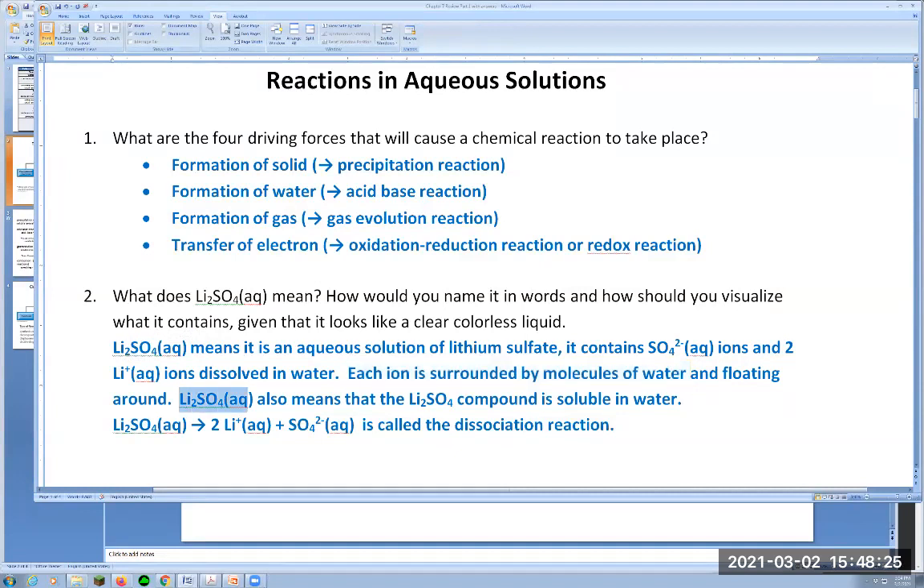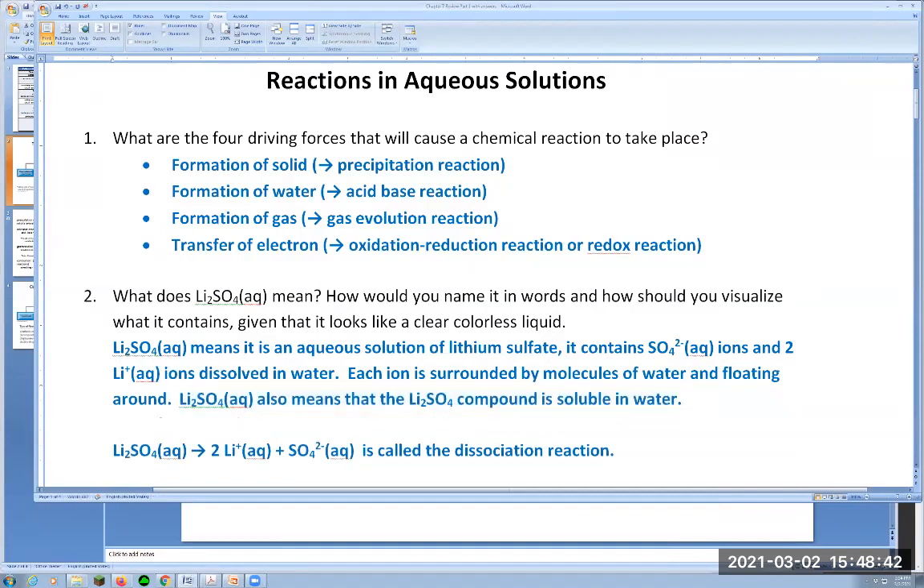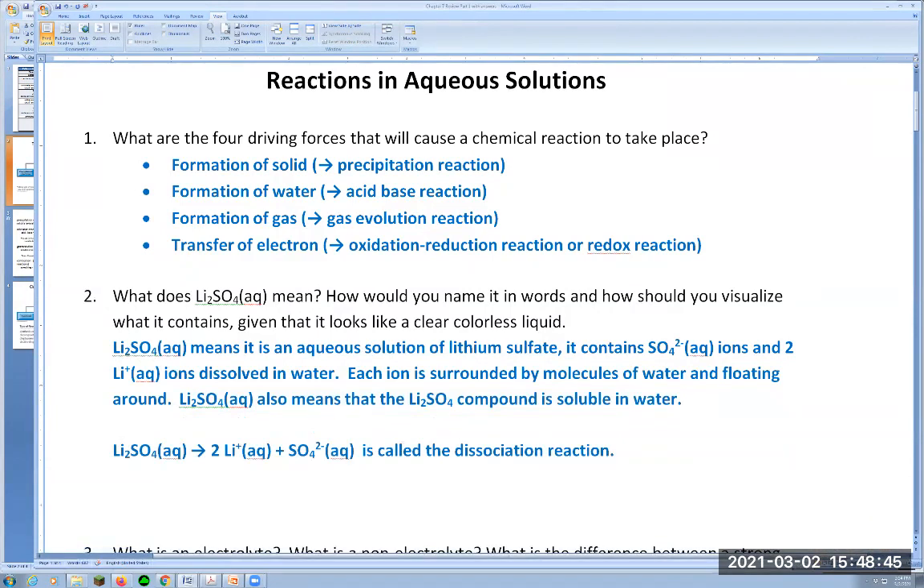Also, Li2SO4 aqueous means that the compound is soluble in water, right? That's how you will indicate that a compound is soluble. You will write AQ after its formula. And so this is how we would write the dissociation reaction, because Li2SO4 by itself is a solid, it's a crystal. It's an ionic compound, and most ionic compounds are, you know, crystals. Sometimes they have a color, most of the time they are white.